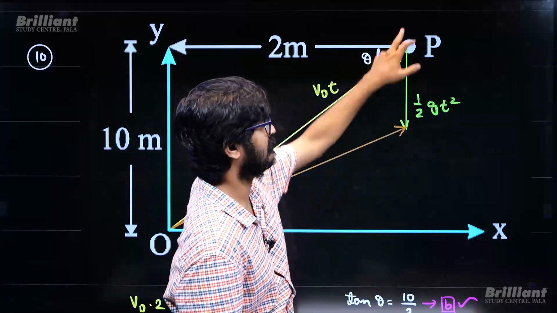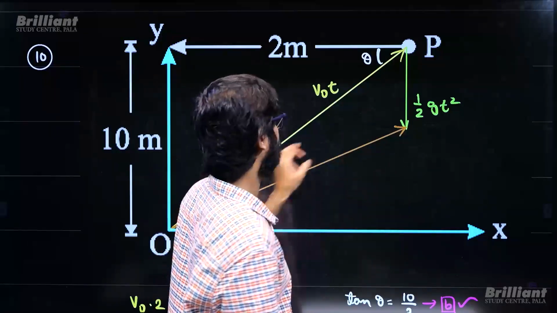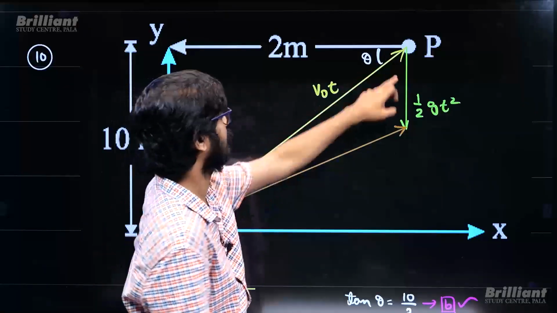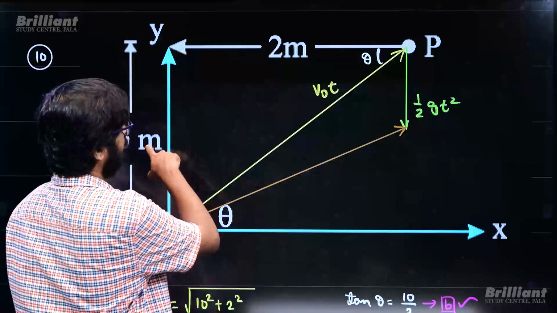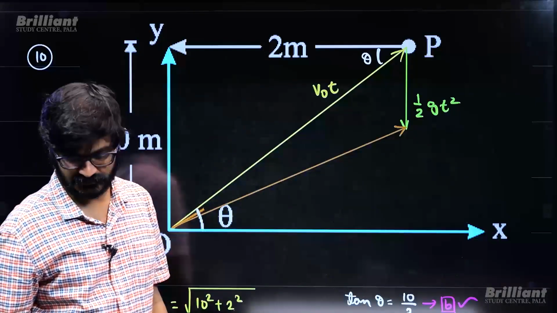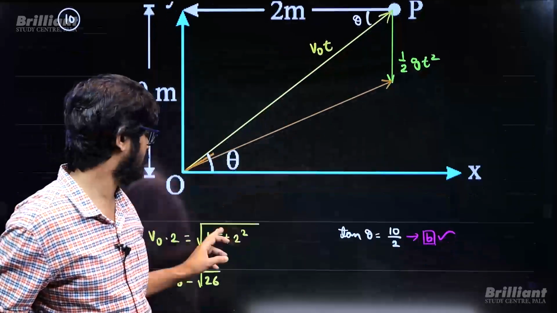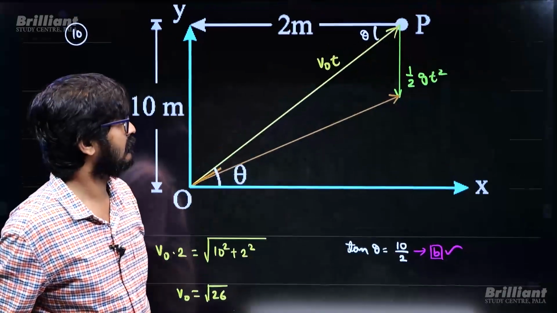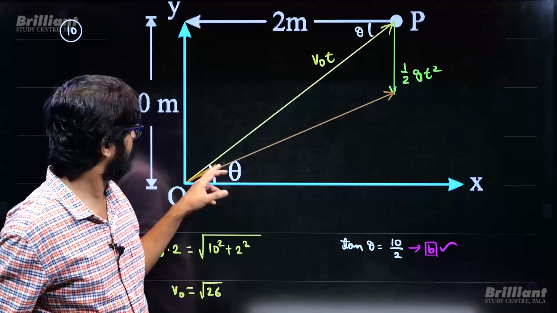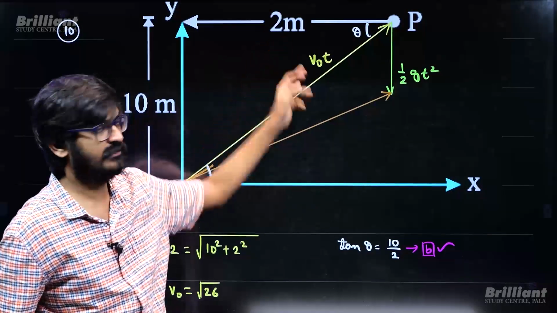If they are colliding, they must be colliding only along this line because this guy is going only along this line. So ut must equal this and half gt square must equal this. Now what is ut from the figure? From the figure ut is this distance, which is root of 10 square plus 2 square. So v naught into t, where t is 2 seconds, equals root of 10 square plus 2 square. At the same time, we need to find this angle, which is the same as this angle. So tan theta equals 10 by 2, which is 5.